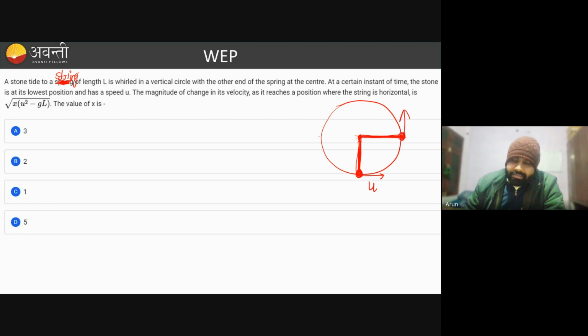So here I will consider the velocity, let's say, is v. But the change of velocity vector is given to us, let's say delta v. Delta v vector is given to us. The magnitude of it is given to us as square root of x into u square minus g. So we have to calculate the value of x.